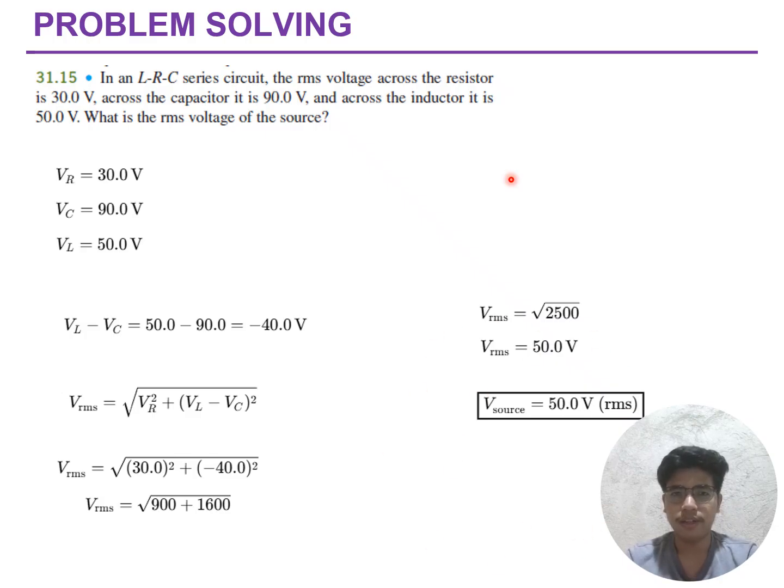So as you can see, even though the individual voltages across the components are quite large, the source voltage is smaller because the capacitor and inductor voltages partially cancel each other due to their opposite phase direction. This is a key feature of AC circuits and shows why vector addition is essential.